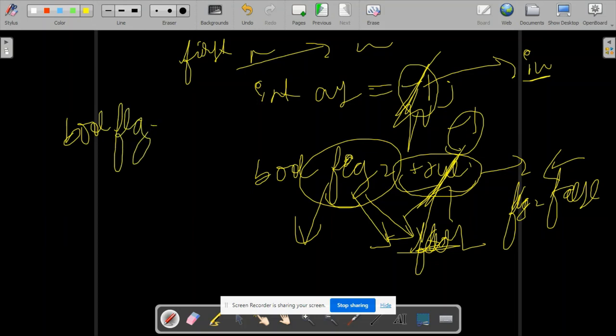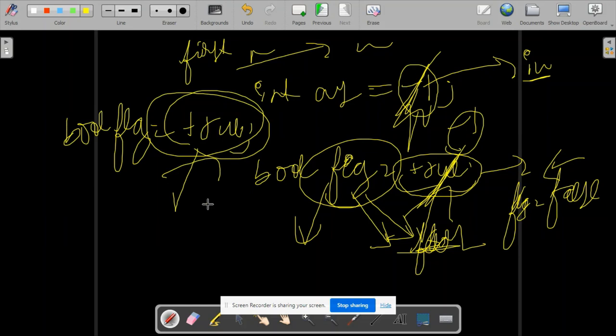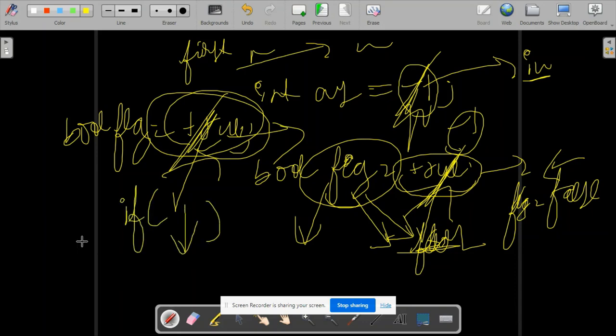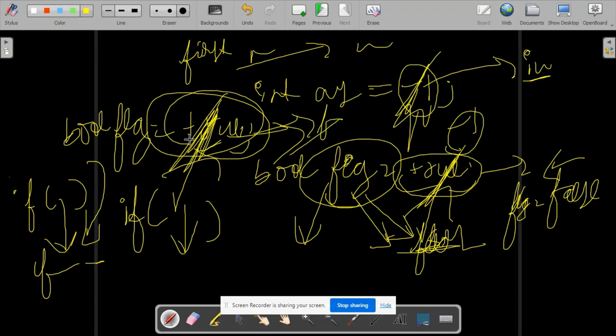Generally, we initialize this flag with true because we always assume that something is true. And if it is false, then this true will be overridden by some part of the code when we move inside this if condition. We are checking if it is not matching, then flag is equal to false. So if we enter this if condition, then this true will be overridden by false. Otherwise, it will be true only. So this way we can show true and false for matching and not matching both.